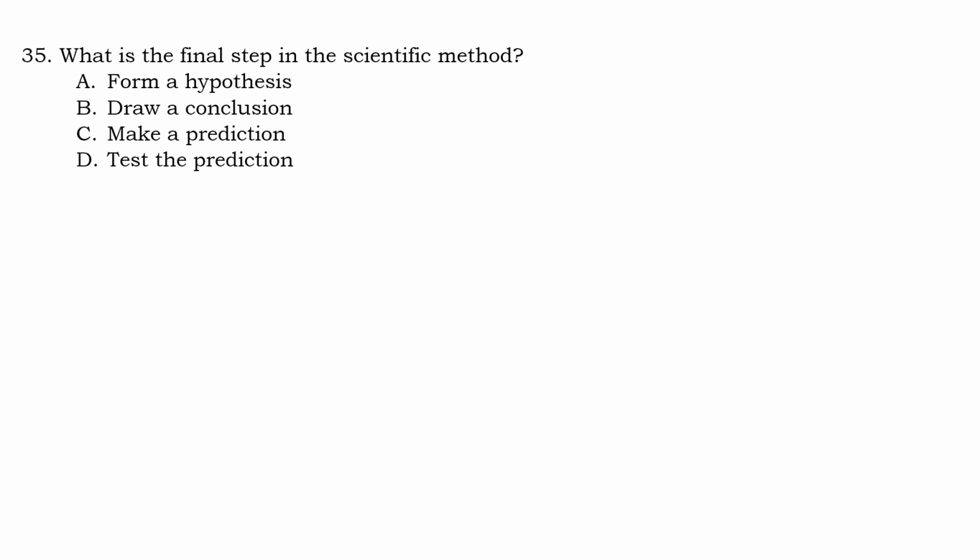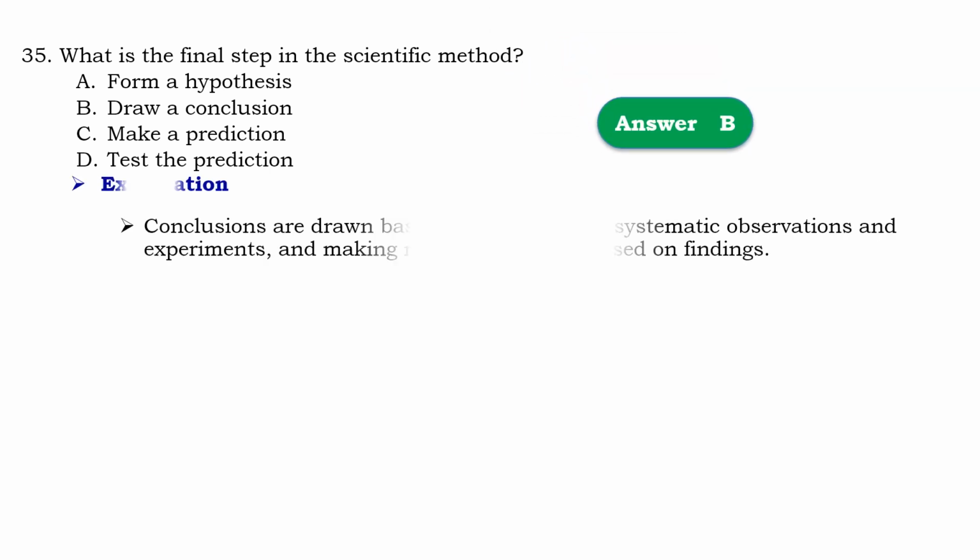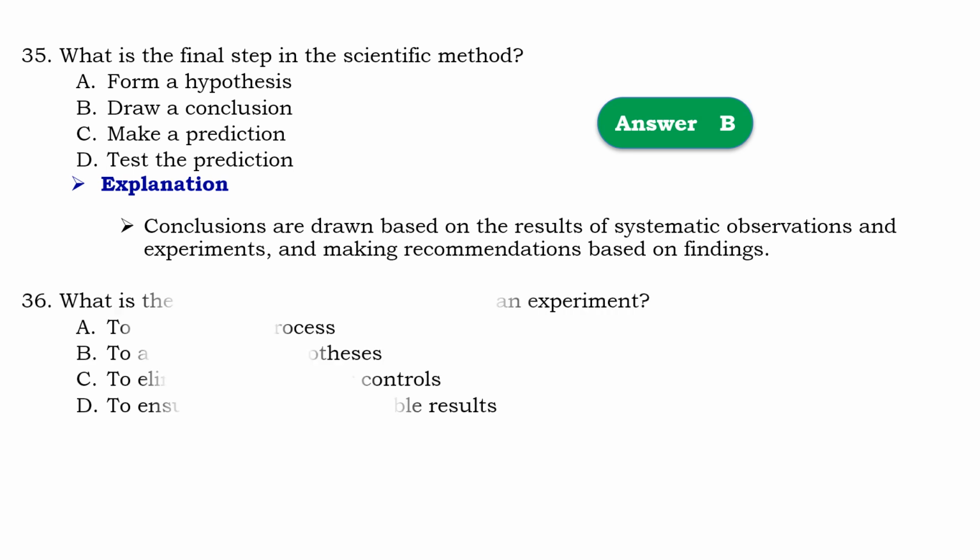Question number 35. What is the final step of scientific method? የመጨረሻው scientific method step የትኛው ነው ላል so that should be draw conclusion means that conclusions are drawn based on the result of systematic observation and experiment and making recommendation based on the finding.